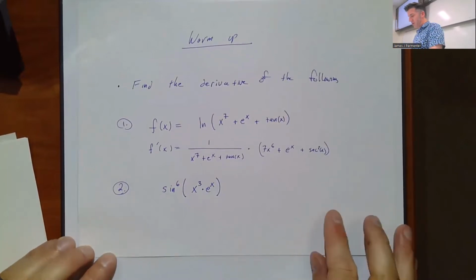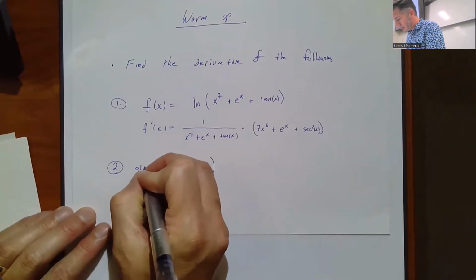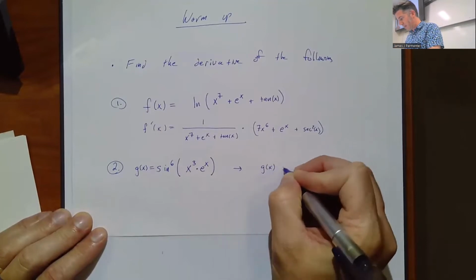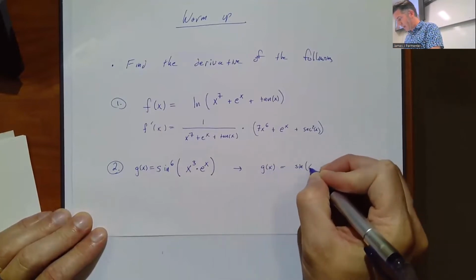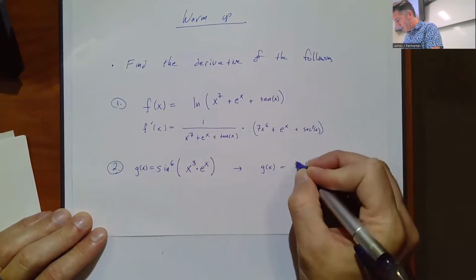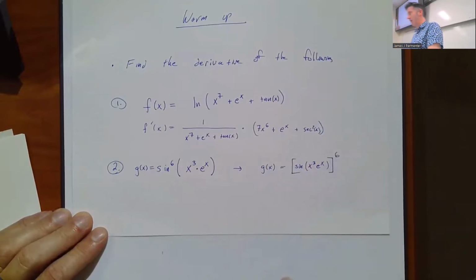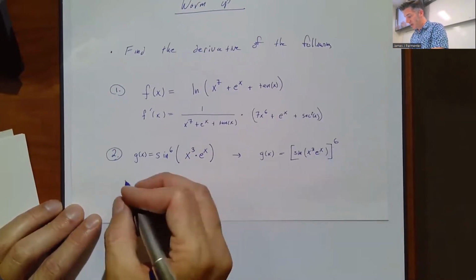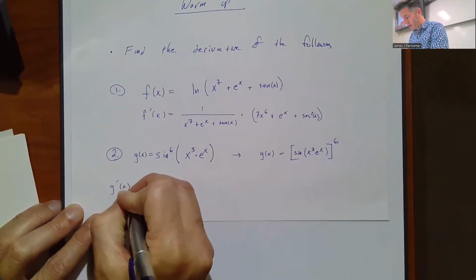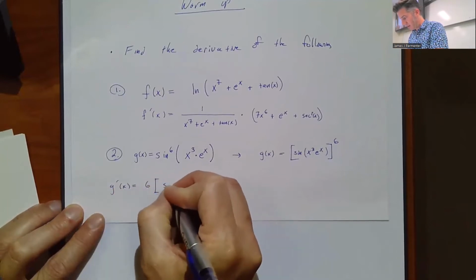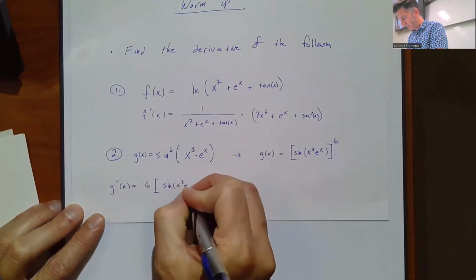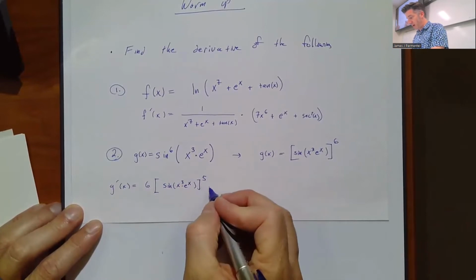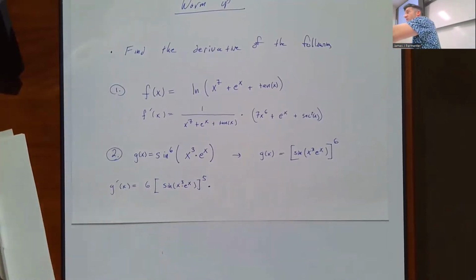For this second one, I should have called it g of x. I would probably rewrite it. I would write it as g of x equal to sine of x cubed times e to the x, all raised to the 6th power. So that when we start using the chain rule, we can say, okay, I've got some stuff to the 6th. So my derivative is going to be 6 times all that stuff to the 5th power. But then we have to multiply by the derivative of the inside stuff.